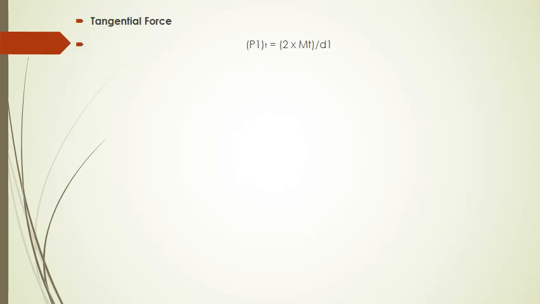Therefore tangential force P1T is given by P1T is equal to 2 into Mt divided by d1. Therefore substituting the values, 2 into 33,157.28 divided by 60. Therefore P1T we are getting as 1105.24 Newton.